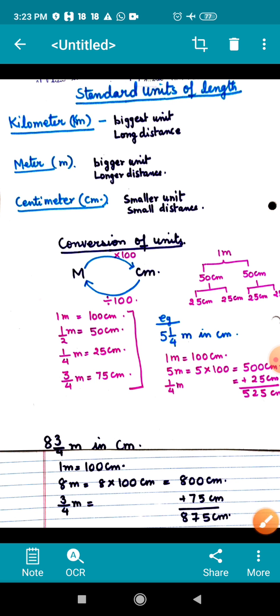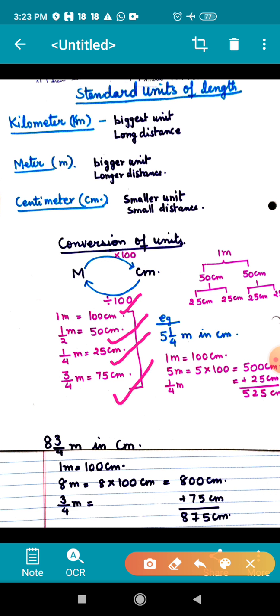Okay, children, before that you must know that 1 meter is equal to 100 centimeters, half meter is equal to 50 centimeters, 1 by 4 meter is equal to 25 centimeters, and 3 by 4 meter is equal to 75 centimeters. Okay, now let us see an example. Here you have to convert 5 whole 1 by 4 meter into centimeters.